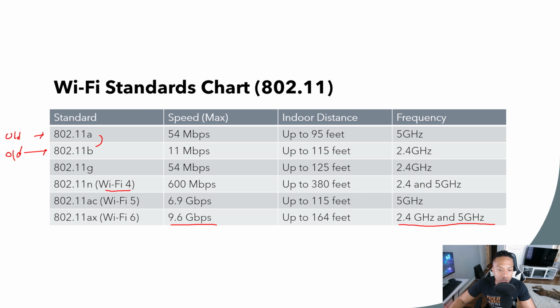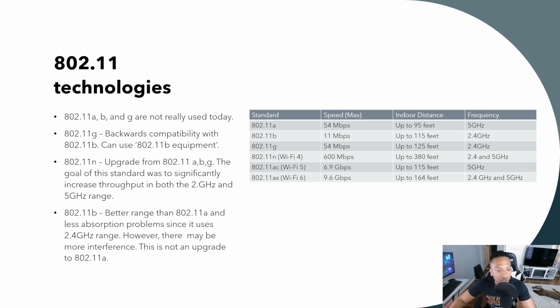Just go ahead and memorize this chart. The distance might not be as important, but definitely memorize the standard, speed, and the frequency they use, because you most likely will be asked about this on the exam. 802.11a, b, and g are not really used today. As I said, they're pretty old, so we don't really use these.